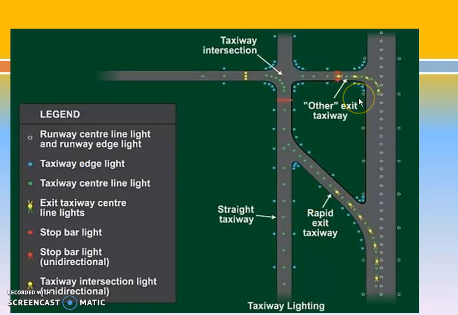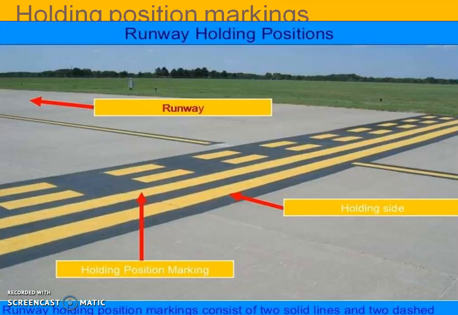Then this is about the lighting. Runway center line light and the runway edge light are marked with this shape. This is the runway edge lighting and center line lighting. Taxiway edge lighting is shown in blue color. Taxiway center line lighting is in green color. Stop bar is in red color. So different colors will indicate different communications to the pilots who are driving the aircraft.